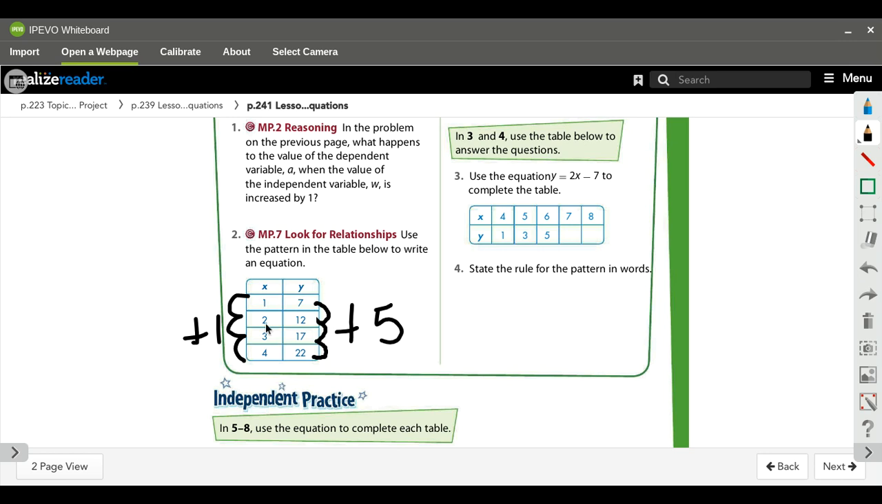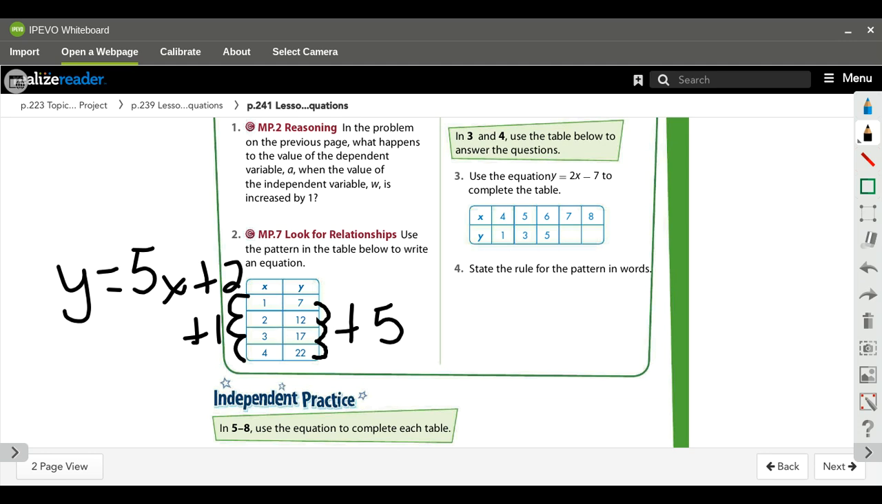Let's try it down here. 2 times 5 is 10 plus 2 equals 12. 3 times 5 is 15 plus 2 is 17. 4 times 5 is 20 plus 2 is 22. So my rule that I have is y is equal to 5x added to 2.